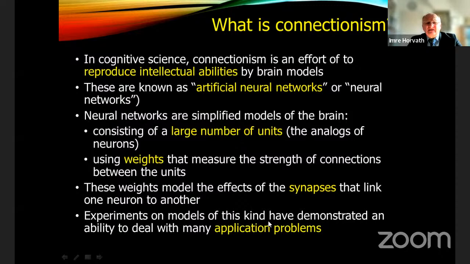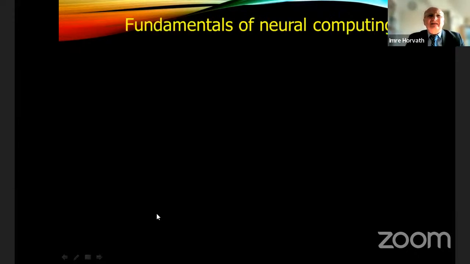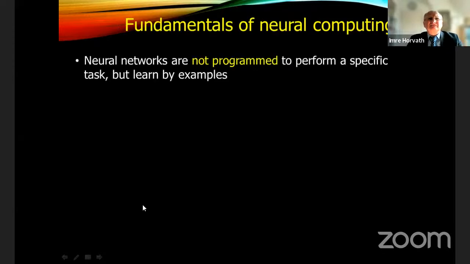Experiments or models of this kind have demonstrated an ability to deal with many application problems this way, and that is why connectionism became a kind of ruling paradigm in artificial intelligence research. So if we go further with the concept of neural computing, the first thing to mention is that neural networks are not programmed to perform a specific task, but they are learning by example.